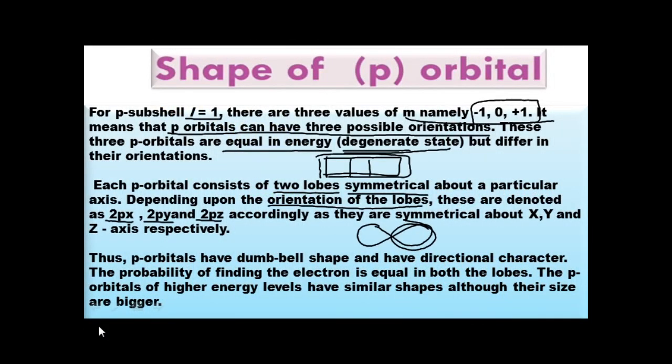So these are denoted the 2px, 2py, 2pz. Accordingly, they are symmetrical about the x, y and z axes. The p orbitals have a dumbbell shape.